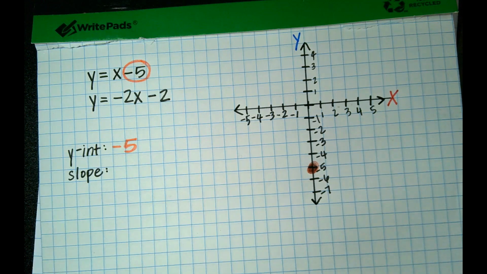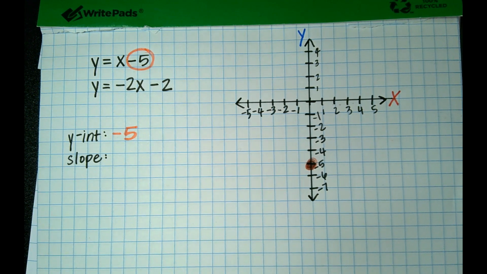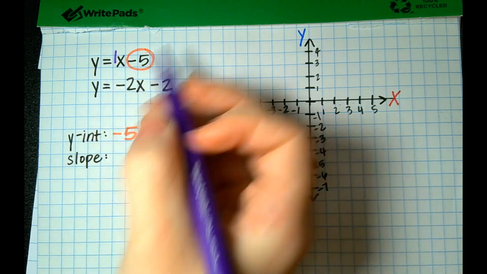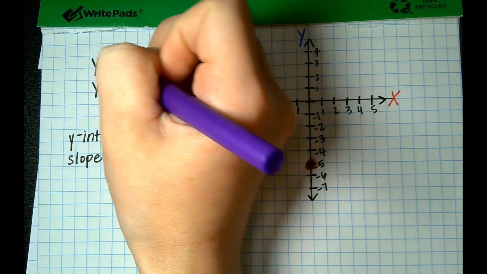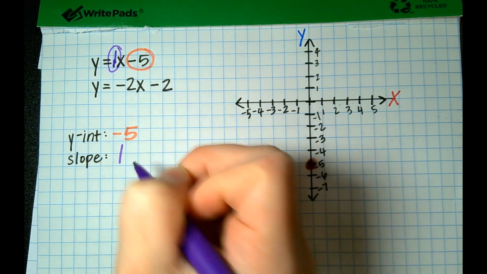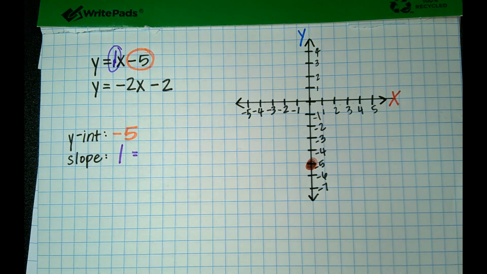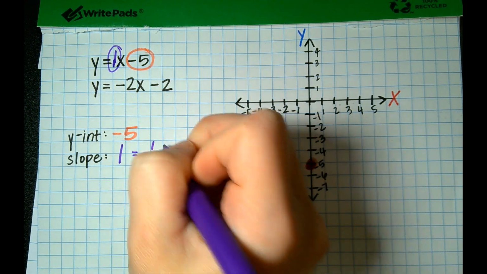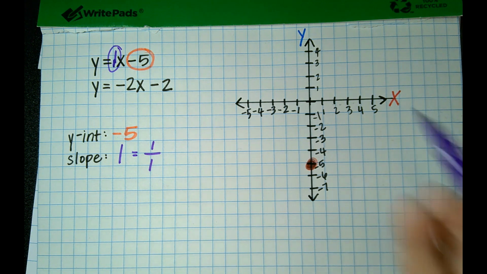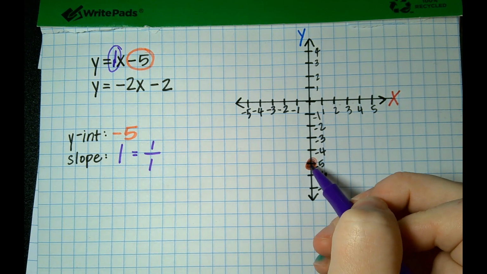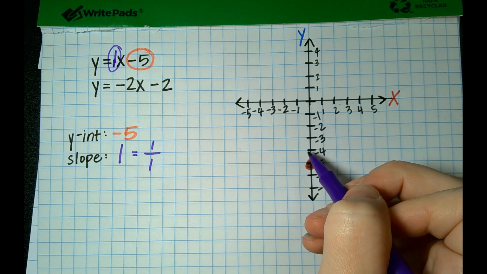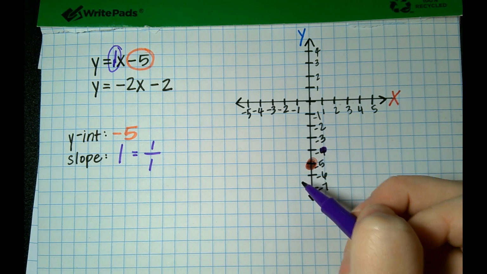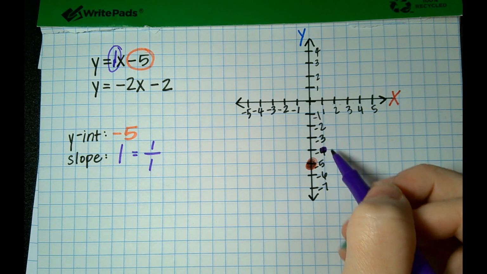And what is my slope? 1. When there's no number, there is 1. So my slope is 1. How could I write that as a fraction? 1 over 1. So my rise is 1, my run is 1. So I need to go where from here? Up 1, over 1. Now with a small slope, my recommendation will always be continue that pattern.